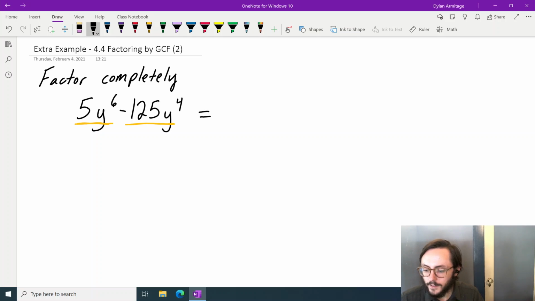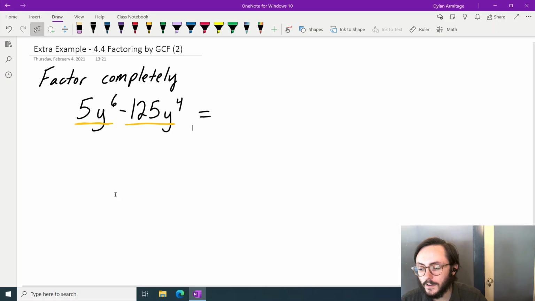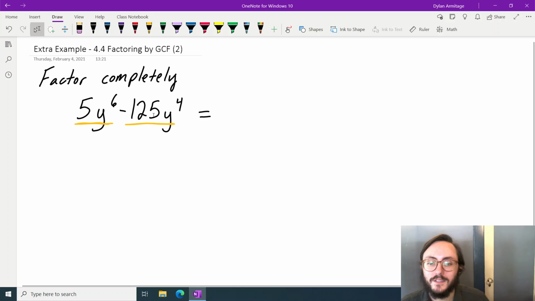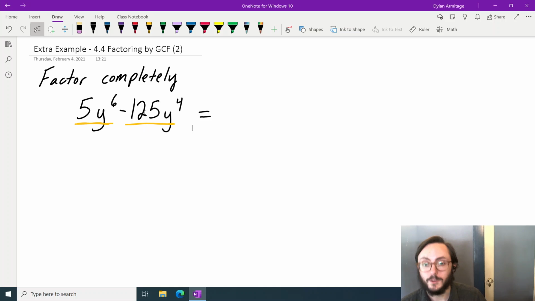So we can see that both of these are divisible by 5, right? We have this 5y to the 6th. 5 can be divided by 5, which means that 5 is a factor of 5. Seems redundant, but trust me. And 125 can also be divided by 5 evenly. Right? Which means that 5 is a factor of 125. So let's get to work.